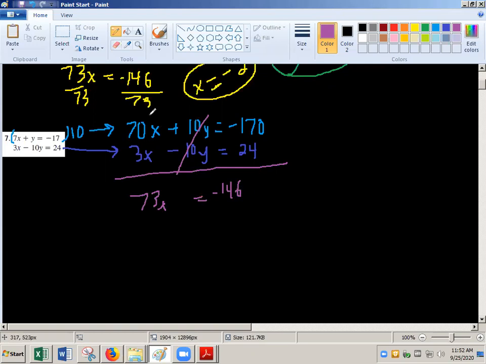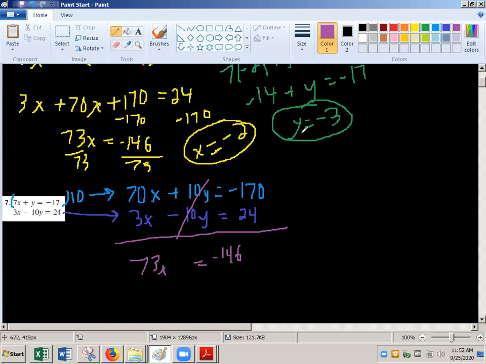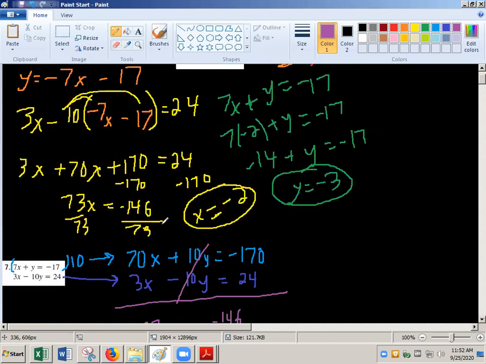And I'll stop here because this is all the work we already did. So again, once we get to this point, we solve for our x variable, which is negative 2, plug it back in, and get the y variable is negative 3, just like we did before. So this is the setup for this one, and then we just follow it through the same as the other. Any questions on this one?